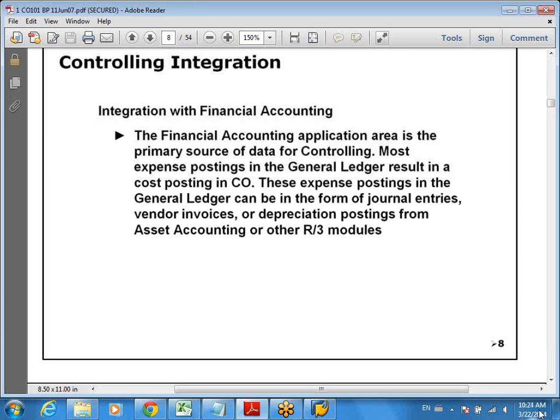I'm buying an asset next. So my cash is going down, assets are increasing. It has no bearing on CO. I'm buying inventory. My cash is going down, inventory is going up. It has no bearing on CO.